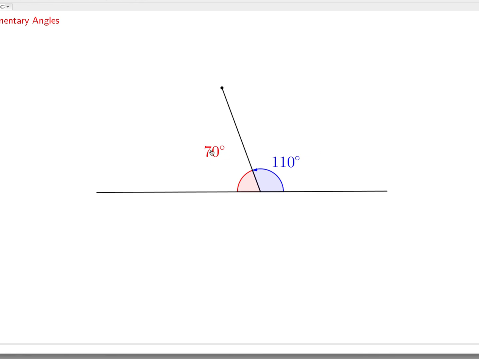So, two angles that add together to make 180 are supplements of each other. These are supplementary angles.